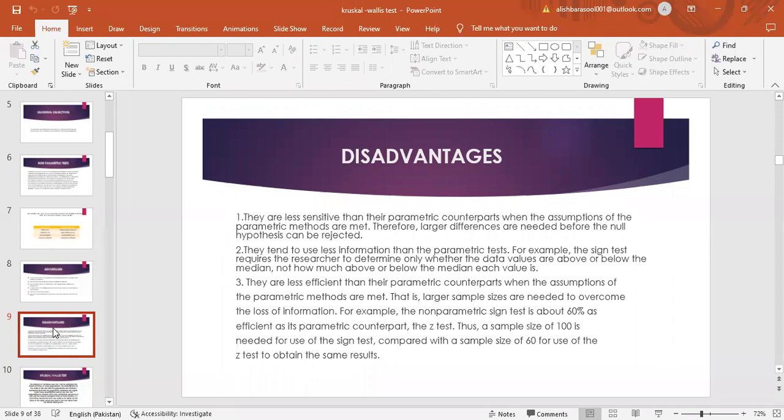They are less efficient than their parametric counterparts when the assumptions of the parametric methods are met. That is, larger sample sizes are needed to overcome the loss of information. For example, the non-parametric sign test is about 60% as efficient as its parametric counterpart, the z-test. Thus, a sample size of 100 is needed for the sign test compared with a sample size of 60 for the z-test to obtain the same results.